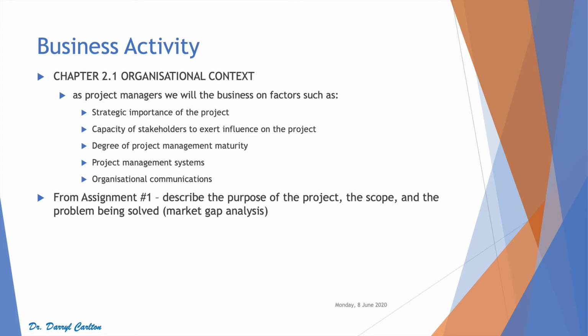Okay. The business activity. So this comes from chapter 2.1, which you can go back and have a look at your notes. Organizational context. The strategic importance of the project, the capacity of the stakeholders to exert influence, the degree of project management maturity, what systems are in place, the organizational structure, how you're going to communicate. Describe the purpose of the project, the scope, and the problem being solved. Take that from Assignment 1. That's why it's easier to follow on.